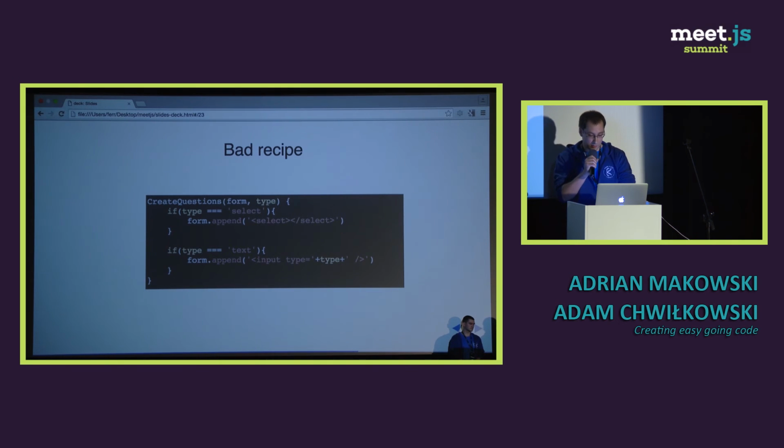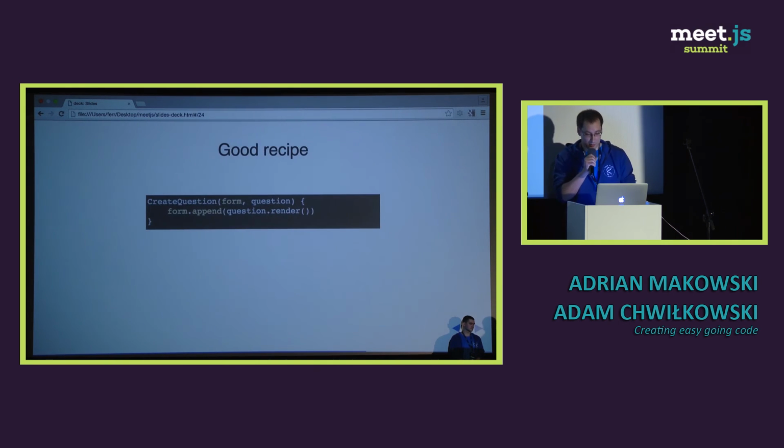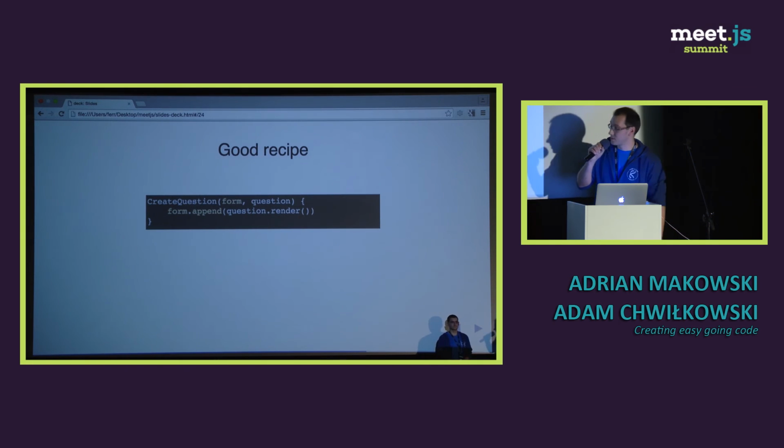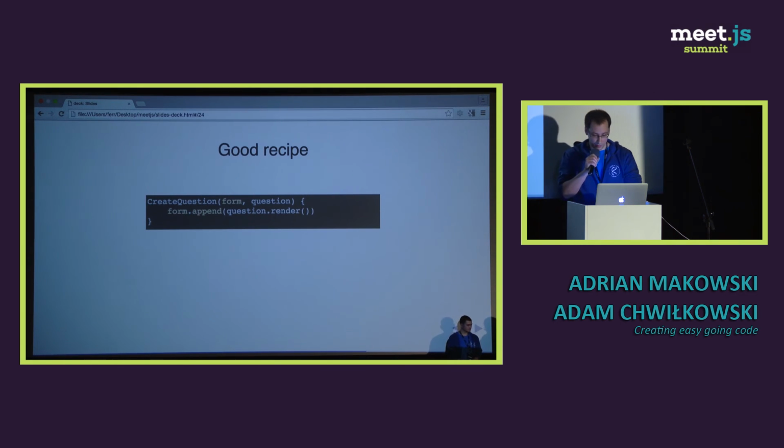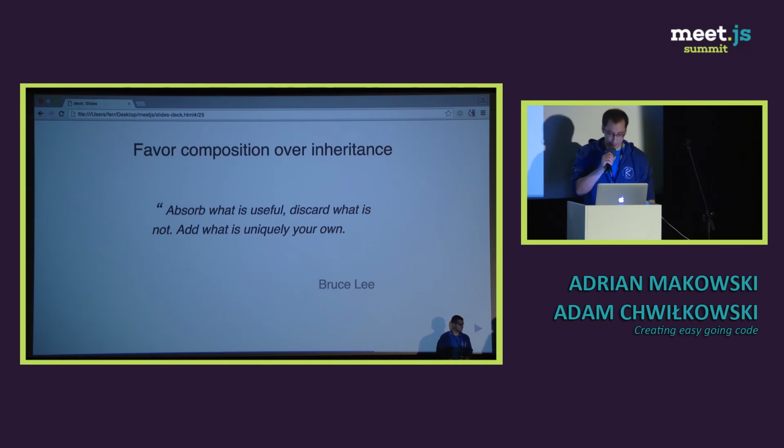So the solution is as well very simple here. Just create your question classes or functions outside of this function. Let this function be a single responsibility one, and just pass those things and invoke them inside of this function. So, favor composition over inheritance. Actually, this is a rule that Bruce Lee would use if he were a programmer.